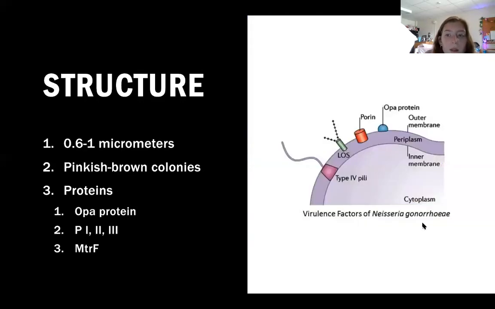And gonorrhea is about 0.6 to 1 micrometers in diameter and forms pinkish-brown colonies. The proteins that compose the outer membrane are known as protein 1, protein 2, and protein 3. The OPA protein helps with phase variation, while protein 3 induces blocking antibodies and is on most Neisseria microorganisms. NTRF is a membrane protein that has to do with structure. However, there is not a lot known about it.